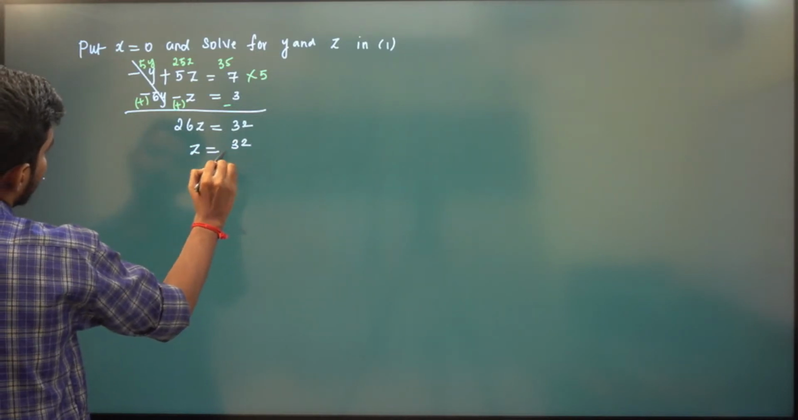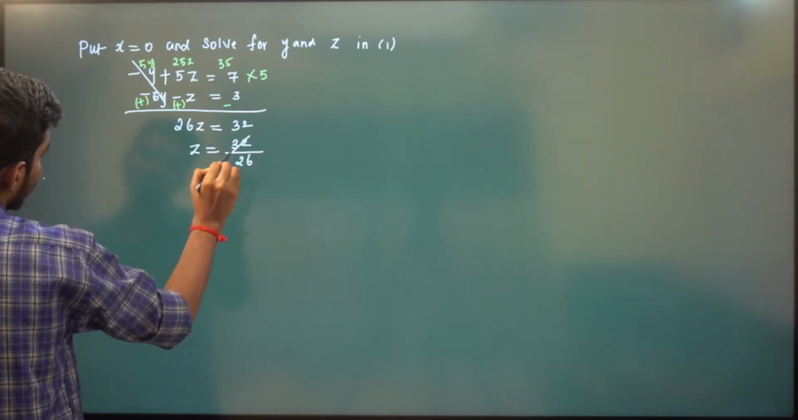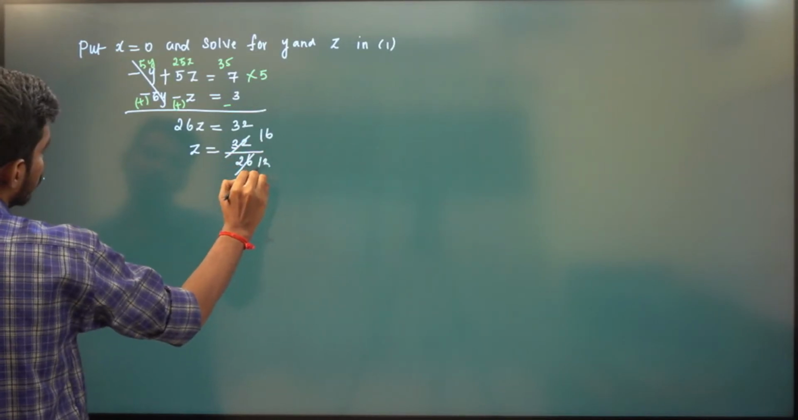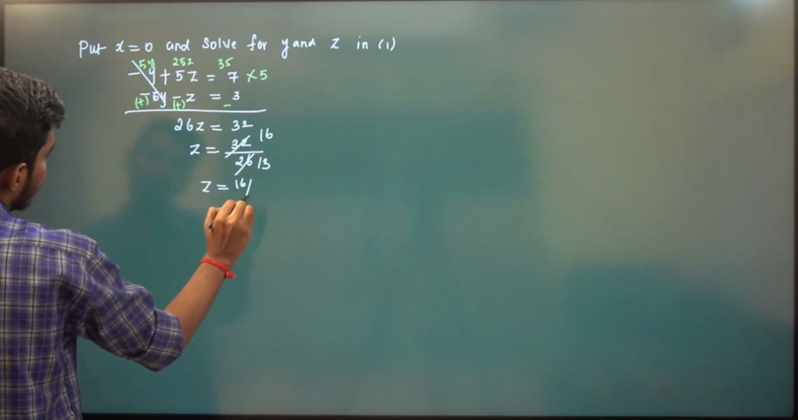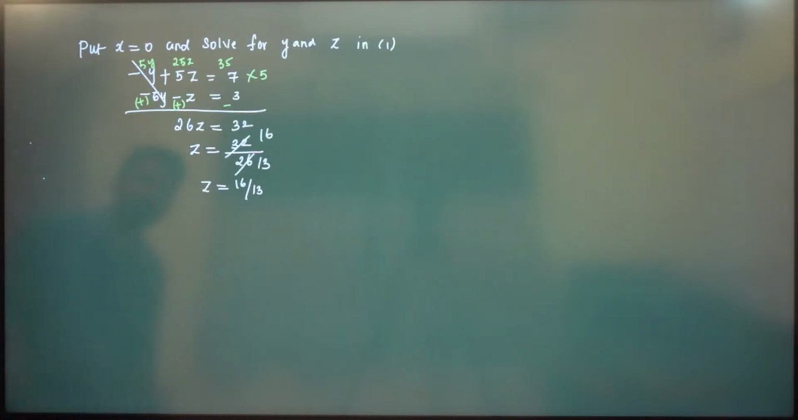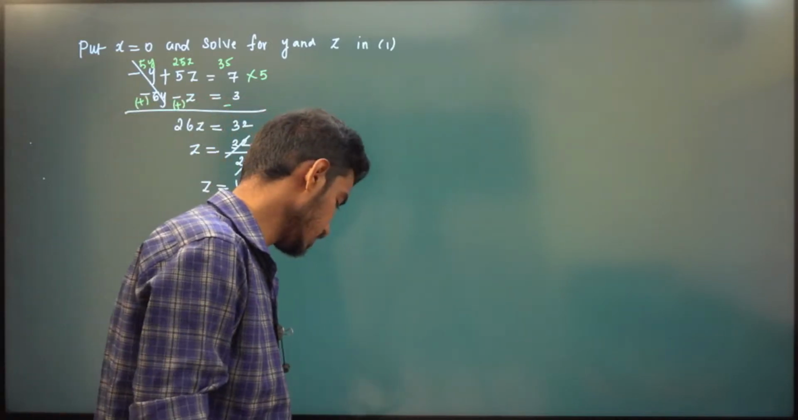So z is 32 by 26. 2 16s are 32, 2 13s are 26. So z is 16 by 13.